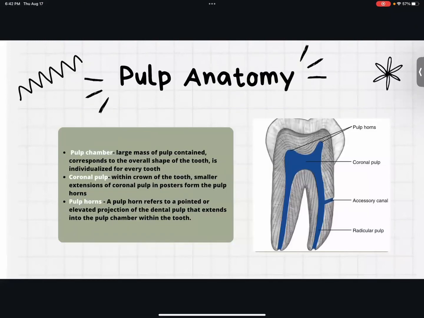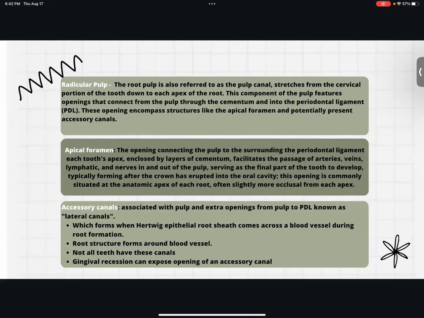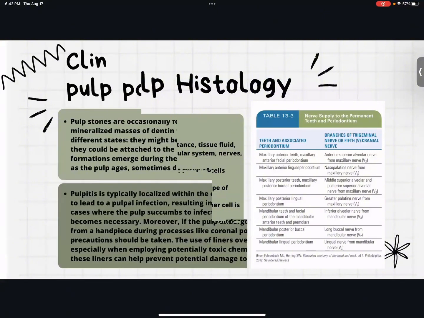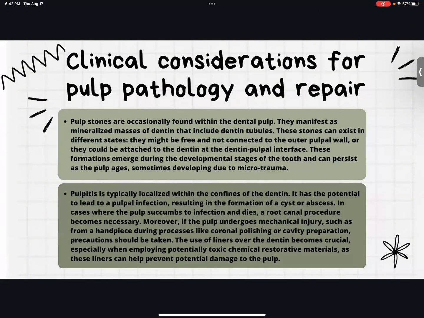Here we have the pulp chamber, coronal pulp, pulp horns, radicular pulp, apical foramen, and accessory canals. Pulp is composed of intercellular substance, tissue fluid, certain types of cells, lymphatics, vascular system, nerves, and fibers. Pulp stones are occasionally found within the dental pulp. Pulpitis is typically localized within the confines of the dentin.